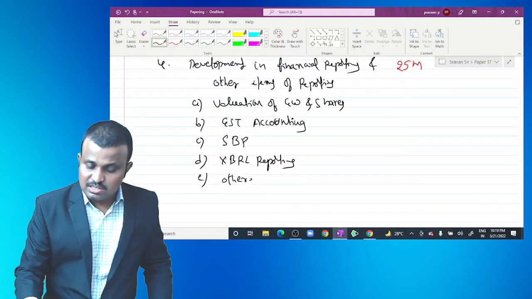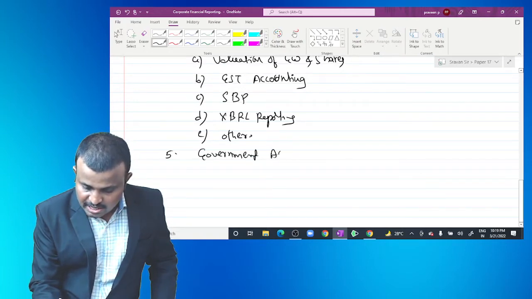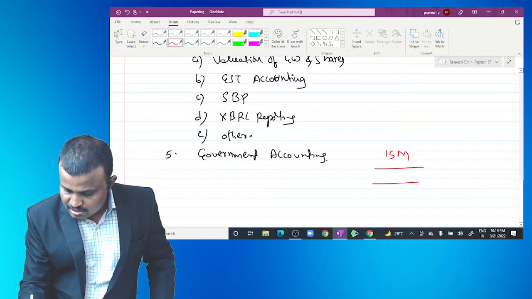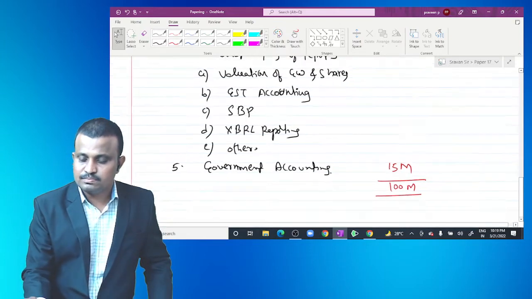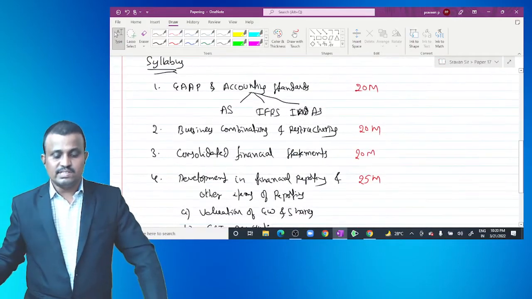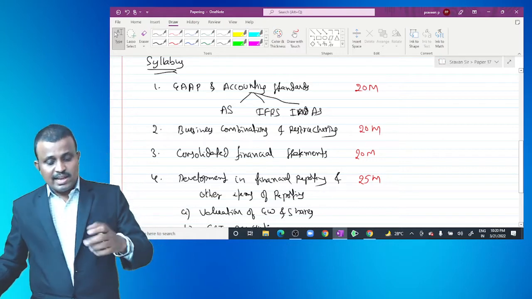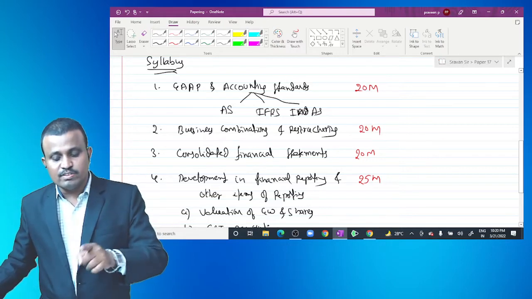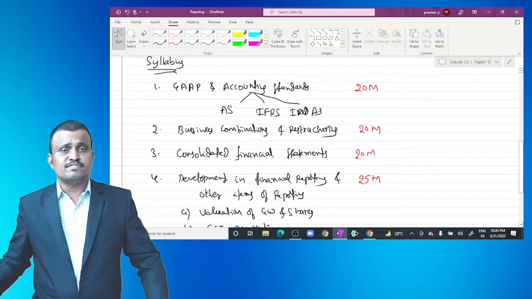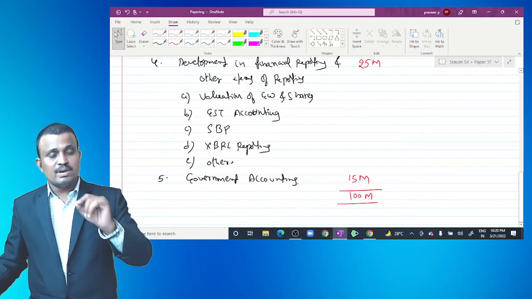And the last section is government accounting. This covers around 15 marks, and the total is a 100 marks paper. So these are the syllabus we are going to cover in this whole session: GAAP and accounting standards, IFRS and Ind AS, business combination and restructuring, reconstruction, consolidated financial statements, developments in financial reporting and other items of reporting, and government accounting.